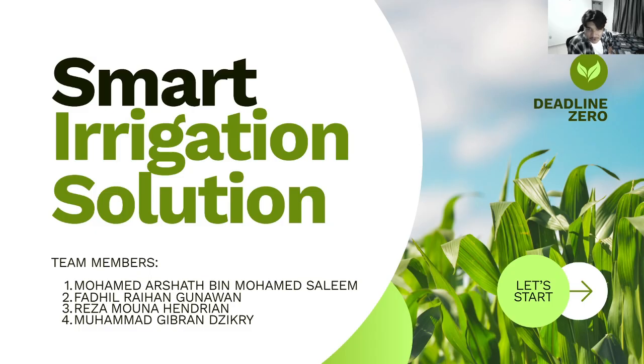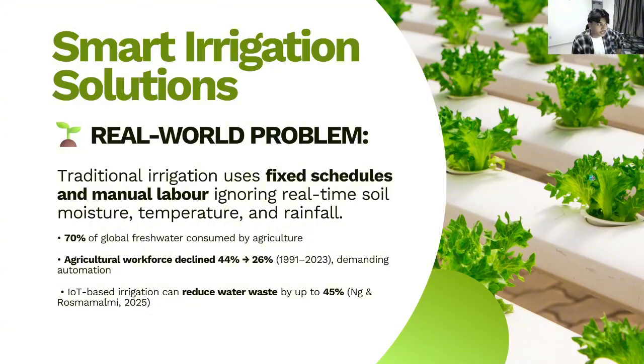My fellow team members, Fadhil, Raihan, Gunawan, Reza, Mouna, Hendrian, and also Mohamed, Gibran, Dzikry from group DeadlineZero will be presenting about our UC system, which is the Smart Irrigation Solution. So firstly, let's talk about what is Smart Irrigation Solution. Smart Irrigation Solution is an IoT-based mobile application that is designed to automate and also optimize watering in agriculture through environmental sensing and also real-time weather integration.